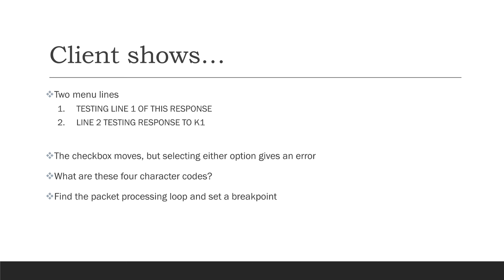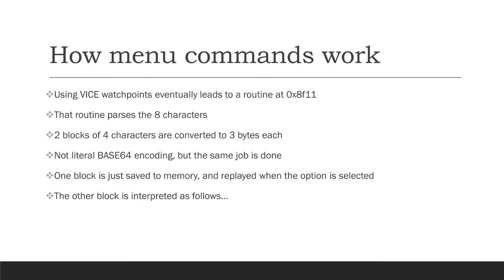So what are these four character codes? VICE has watch points in the debugger. You can tell when data has been simply accessed, and I knew where the packet was stored in memory. It was being processed, so I set a watch point on those characters, and eventually ended up with the routine at 8F11. It converts the four characters to 3 bytes each. This is really what Base64 does on the web today. The character set's different because it uses the Commodore character set, but the job is identical.